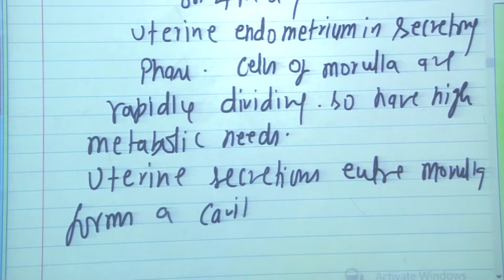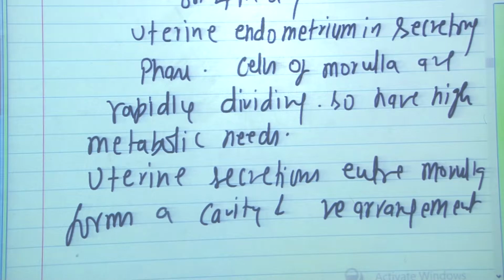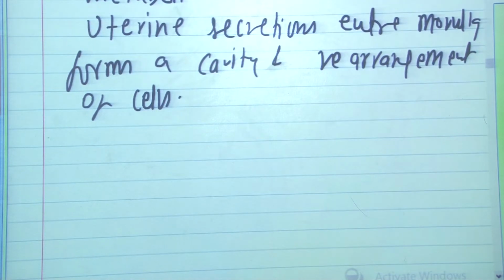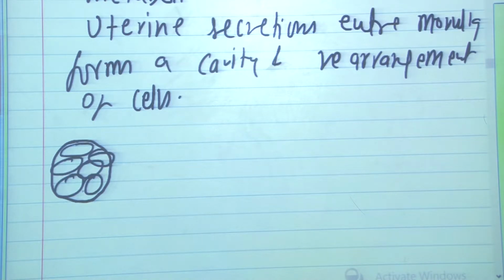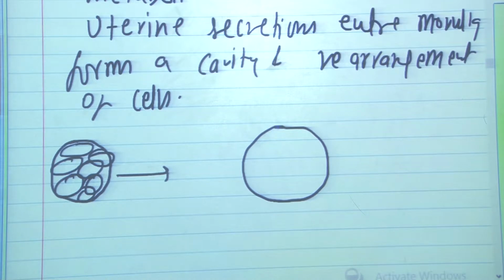Forms a cavity and rearrangement of cells. Try to understand. Earlier it is a solid mass of cells, this is the morula. Uterine secretions enter inside it and the cells are rearranged in two groups, the outer cell mass and inner cell mass. This is the outer cell mass and inner cell mass.